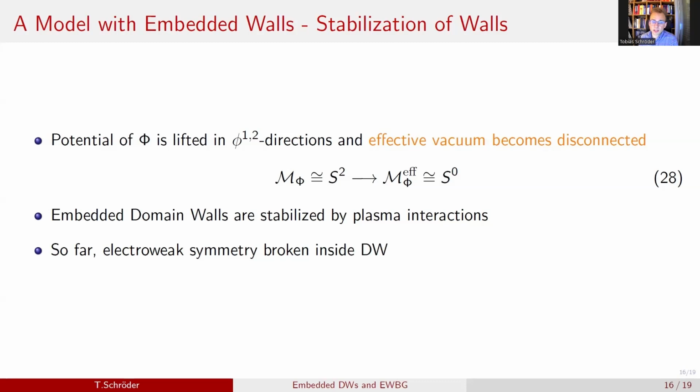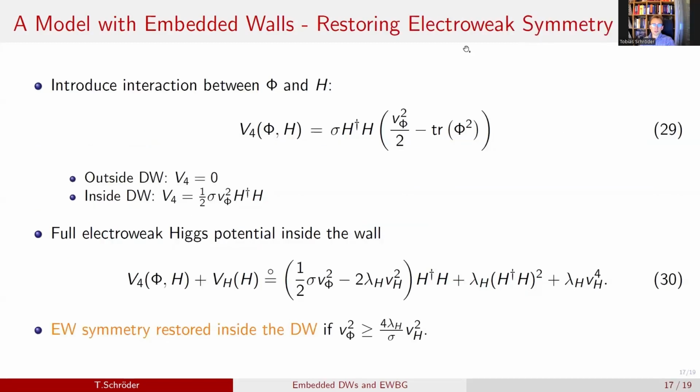So far, electroweak symmetry is still broken inside of the domain walls. To restore electroweak symmetry inside the domain wall, we need to introduce interactions between the Higgs field phi, which makes up the domain wall, and the electroweak Higgs field H. An interaction that serves our purpose is given by equation 29. We can see that outside of the domain wall, where the Higgs field phi acquires its vacuum expectation value, this term here vanishes. Therefore, the potential V_phi is equal to 0, and the electroweak symmetry is broken as usual.